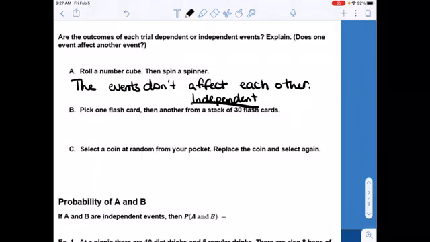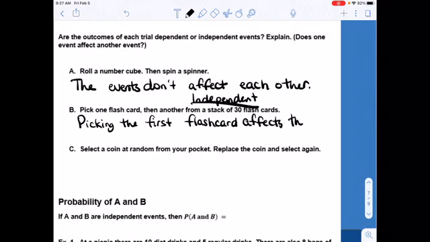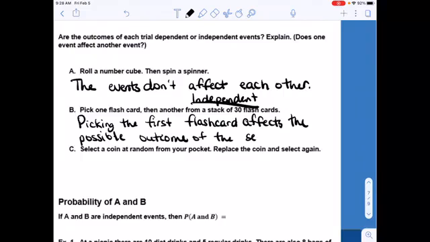So we'll write that out. Picking the first flashcard affects the possible outcome of the second card. So this means this is a dependent event.